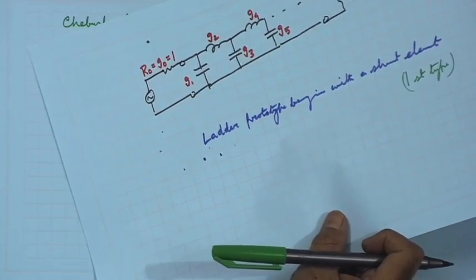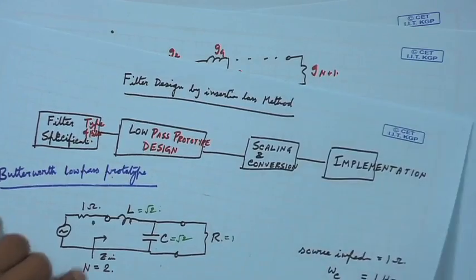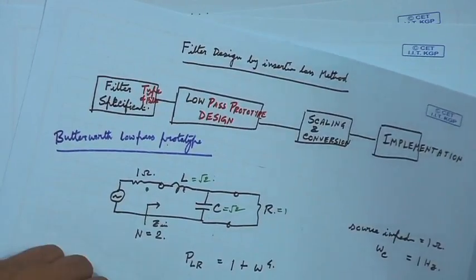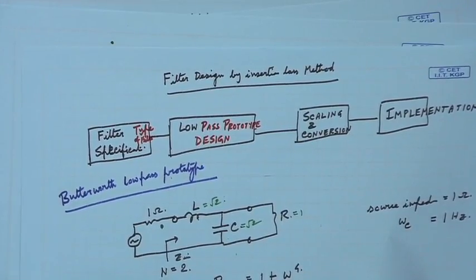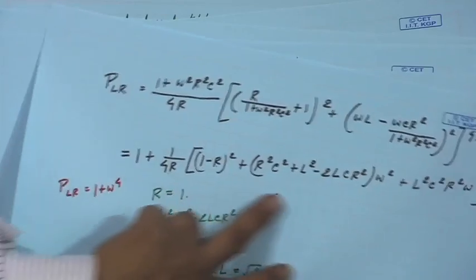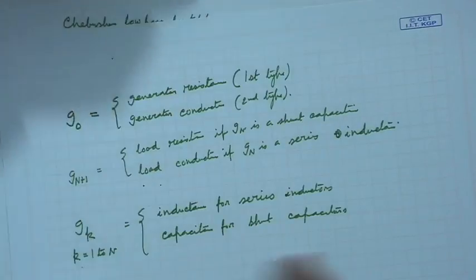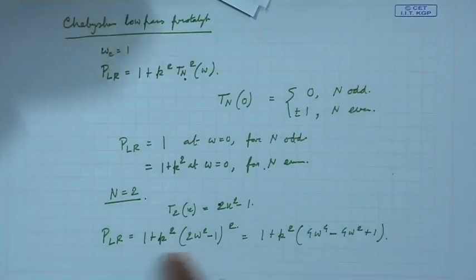Where is this one? This is the same design. From there we have chosen that Z in etcetera. So, that expression finally we have derived what is the PLR, this expression PLR. This is for that design. So, this is one side and then for Chebyshev we have this.